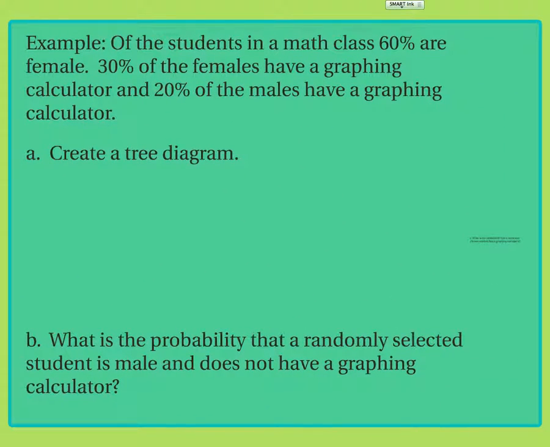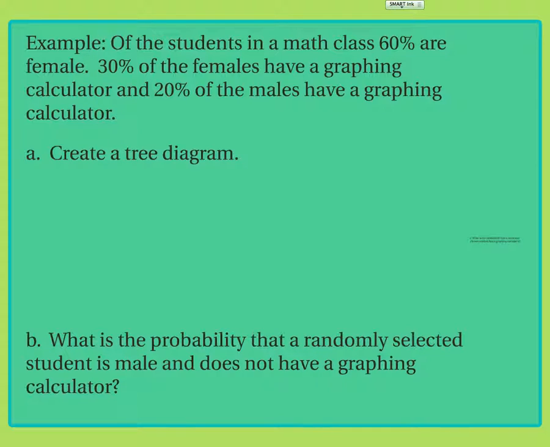So here's our example. The class is broken down into males and females. It's a math class. 60% of the students are female. And then 30% of females have a graphing calculator, and 20% of the males have a graphing calculator.